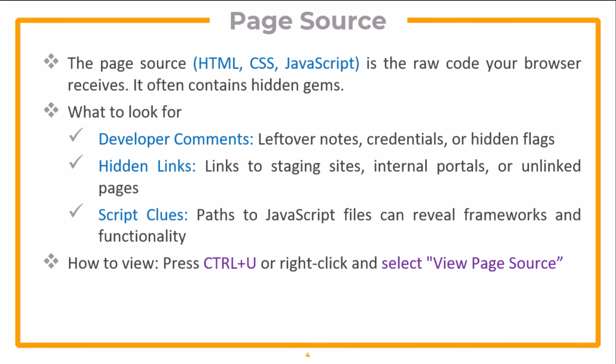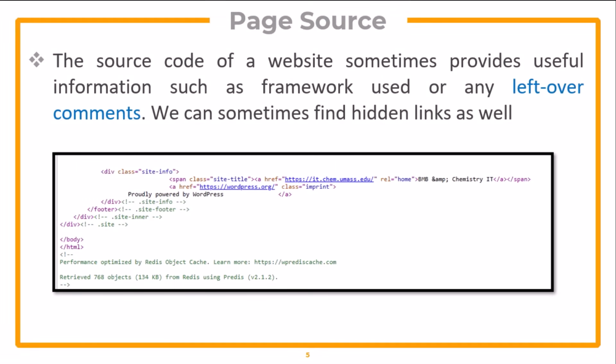We're looking for things like developer comments, sometimes containing notes, debugging information, or even credentials. We look for hidden links to staging environments or secret pages. To view the page source on any website, you can simply press Ctrl+U or right-click and select View Page Source. And we look for clues in the script paths. In this example, the comment "proudly powered by WordPress" and a link to wordpress.org instantly tells us the CMS of this website.